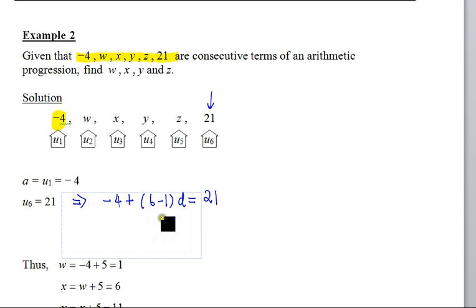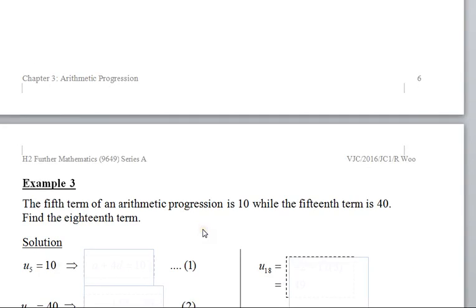So therefore, 5d equals 25, d equals 5. Once you have 5, the rest is quite easy. Just plus 5, plus 5, plus 5, plus 5, and we're done. The most difficult part is to find our d. All okay? All right, done. So the rest is easy.